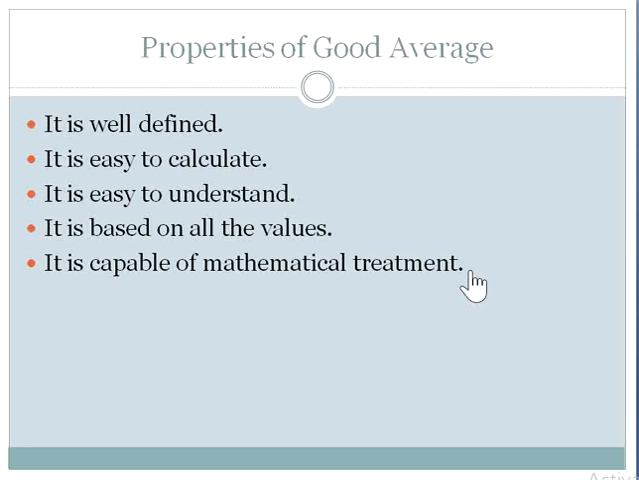So an average would be a good average if it has all or most of the properties given in this slide. It must have an appropriate mathematical formula and it must use all the values in your data, and it should be easy to understand, easy to calculate, and well defined. An average that fulfills all these properties is a good average.